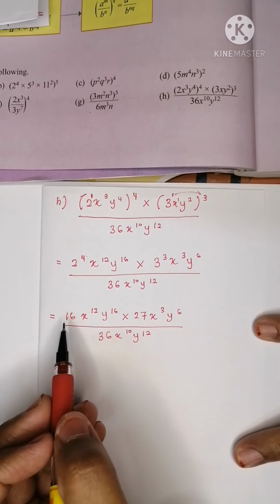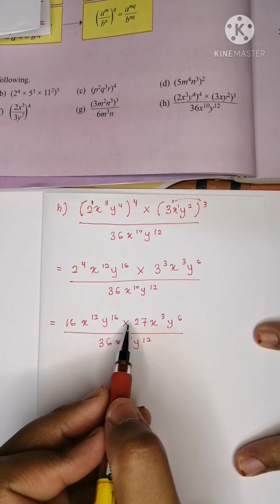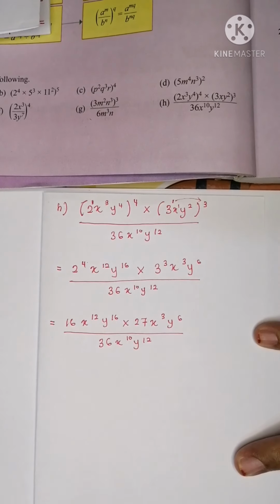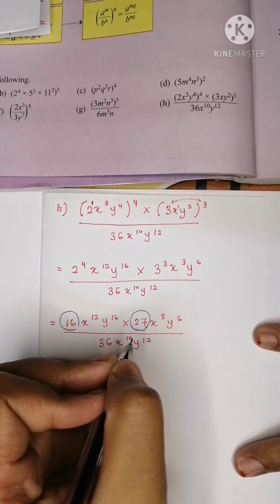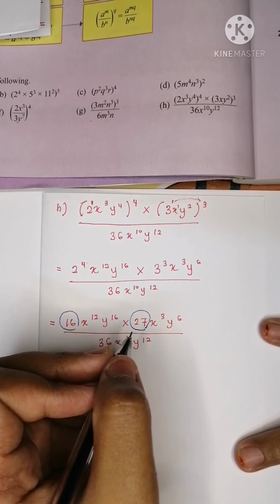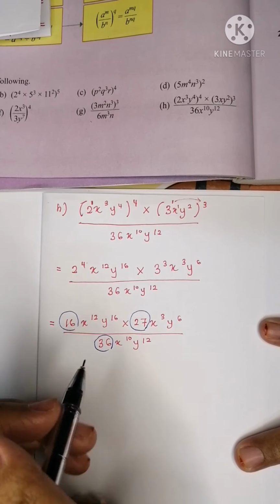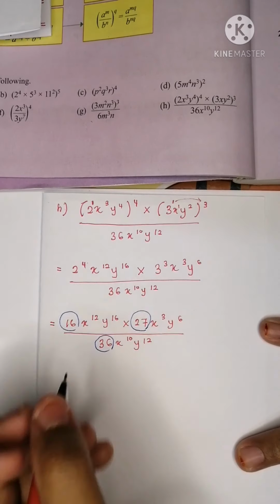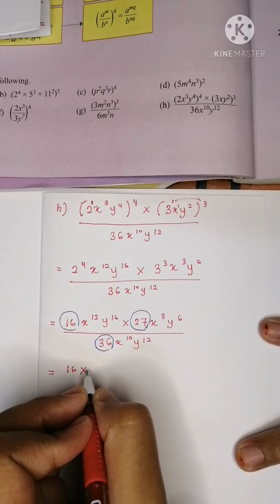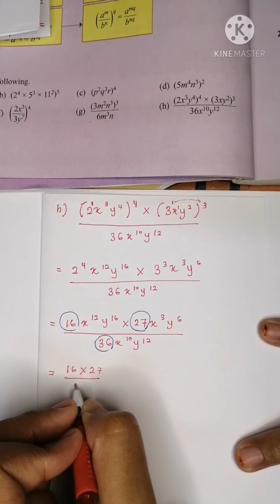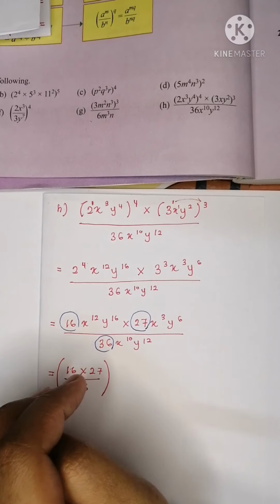Alright, so what should you do? Now 16 is a constant, 27 is a constant, and also 36. So what should you do? You need to take out all the constants, which is 16 times 27 over 36, and then close bracket. Okay, we are done for the constant.